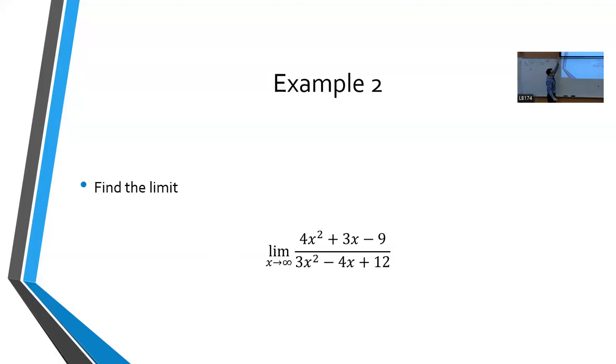Now we've done polynomials over polynomials going off to infinity, where one of the polynomials had larger degree than the other. What about if the polynomials have the same degree? So limit as x goes to infinity of the rational expression 4x squared plus 3x minus 9 divided by 3x squared minus 4x plus 12.